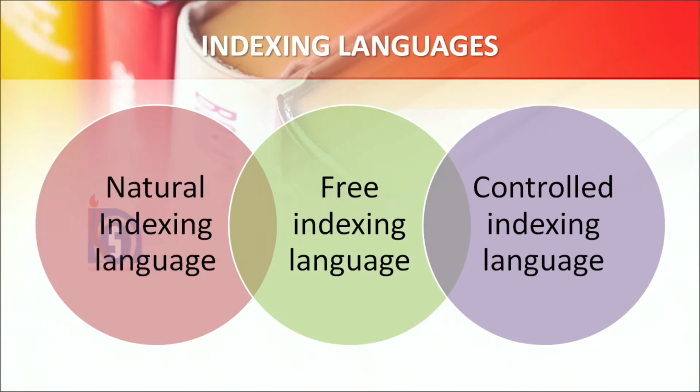Now we will discuss various types of indexing languages. We can classify indexing languages in three aspects. First is the natural indexing language, second is the free indexing language, third one is the controlled indexing language. So, the natural indexing language is a type of language where any term from the documents in question can be used to describe the document.